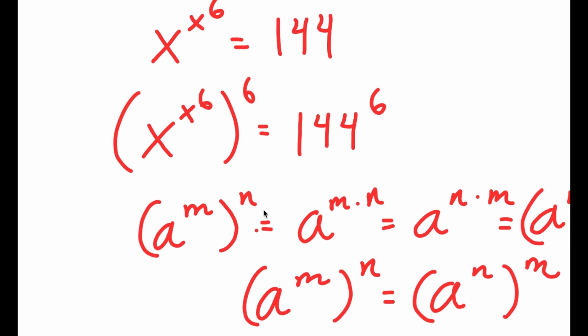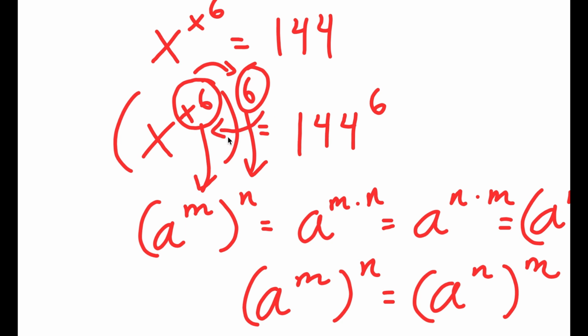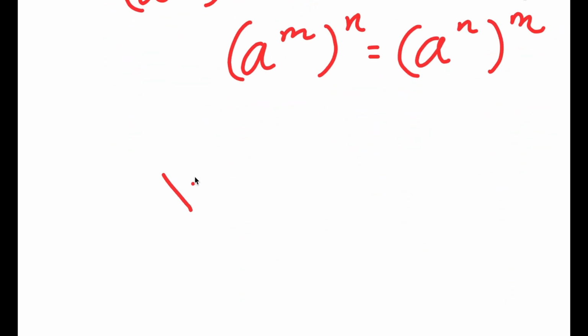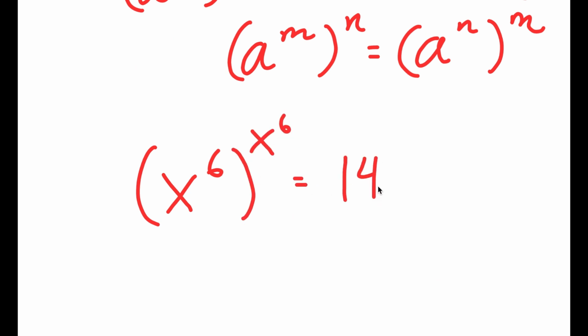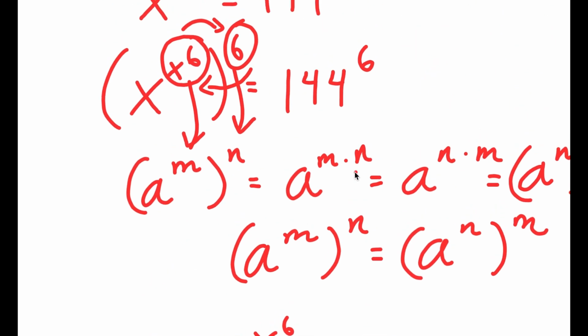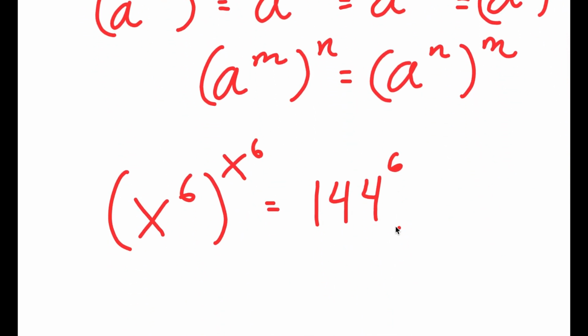So now knowing that, for my equation right here, I can think of x to the power of 6 as m and 6 as n. So if I switch these two places, I get x to the power of 6 to the power of x to the power of 6, and this is equal to 144 to the power of 6.